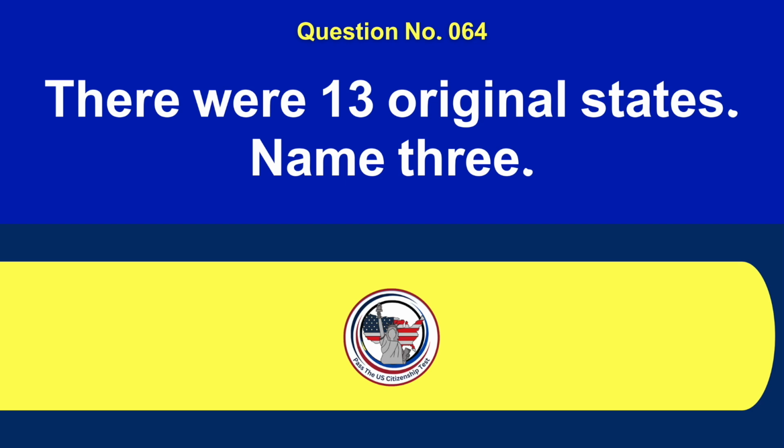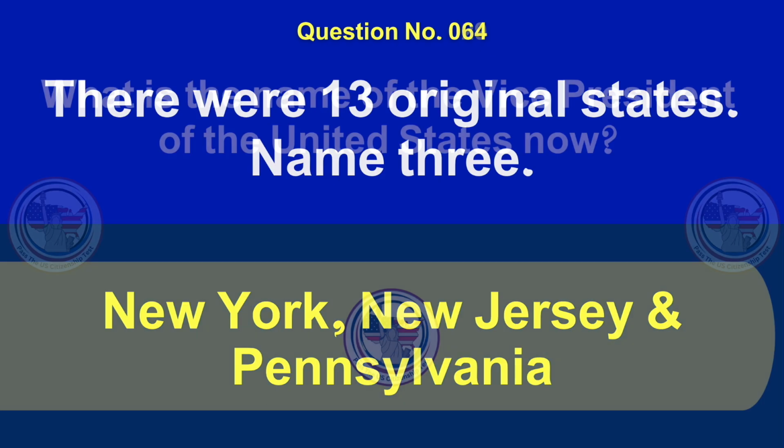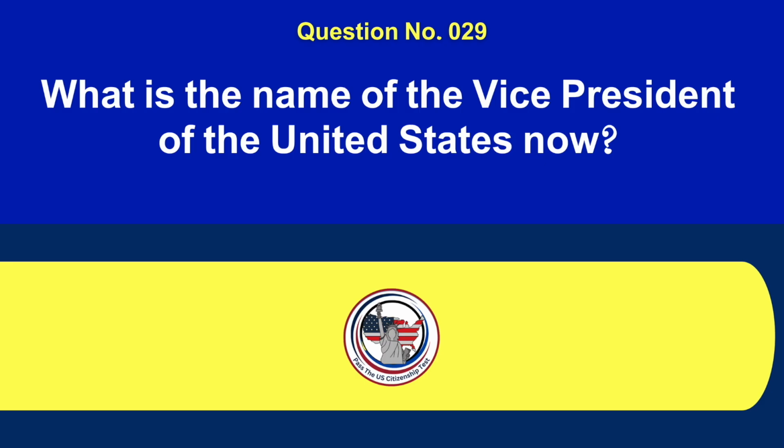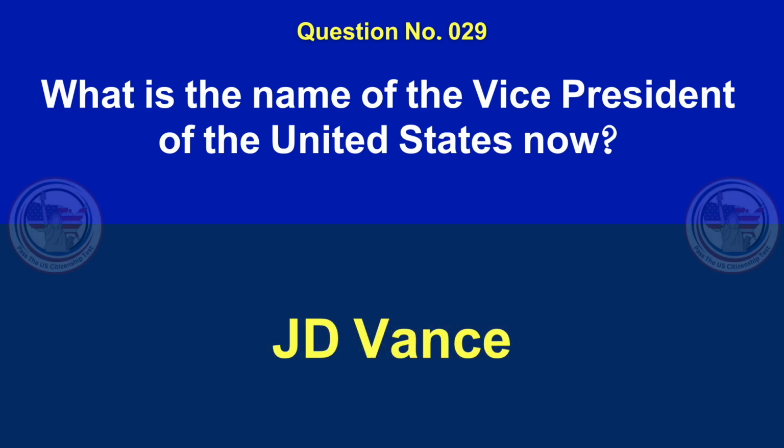There were 13 original states. Name 3. New York, New Jersey, and Pennsylvania. What is the name of the Vice President of the United States now? J.D. Vance.